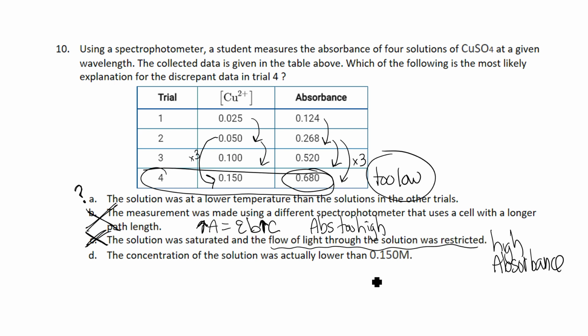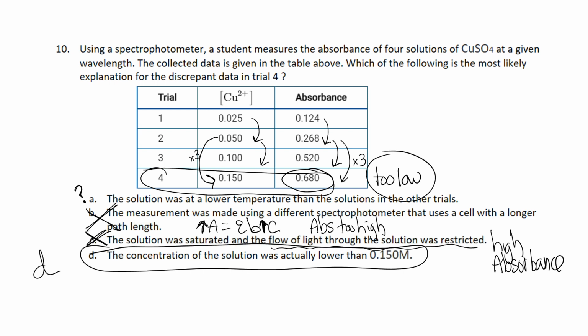How about D? The concentration of the solution was actually lower than 0.15. That sounds reasonable, because if this solution actually had a lower concentration, then its absorbance would be lower. So maybe somebody made a mistake when making the solution. The concentration is not actually 0.15, it's something lower. That's why this absorbance point doesn't fit in with the rest of our data. So the answer here is D.